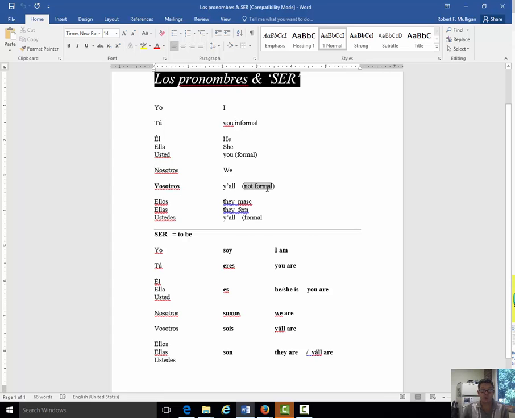And this is not formal or informal. Ellos, they, masculine. Ellas, they, feminine. And ustedes, y'all, formal. Now these are the pronouns. These are the subject pronouns. The verb to be is ser. I am, you are, he is, she is, we are, etc.